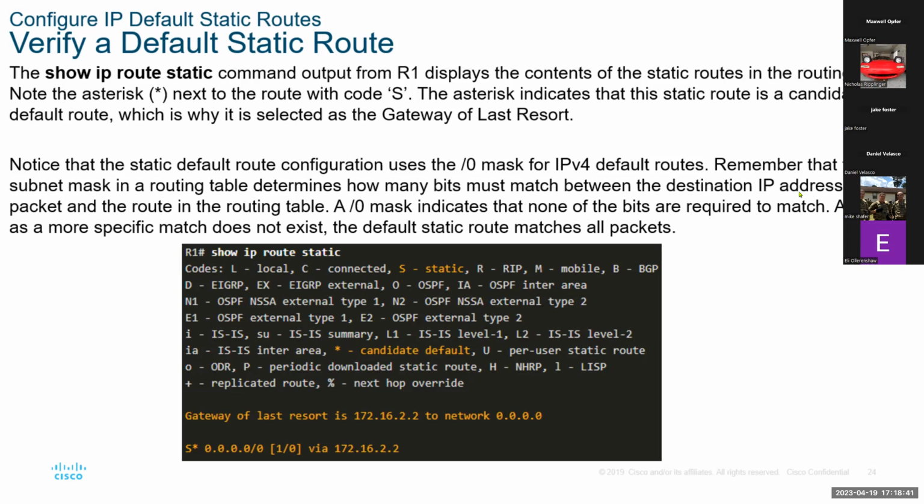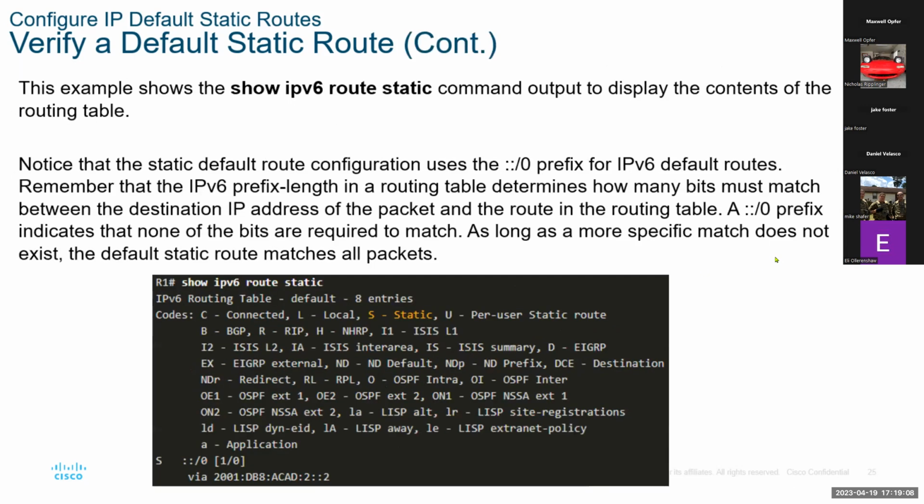Remember that the IPv4 subnet mask in a routing table determines how many bits must match between the destination IP address of the packet and the route in the routing table. A /0 mask indicates that none of the bits are required to match, as long as a more specific match does not exist. The default static route matches all packets. And then on the bottom there, you just see the graphics of everything that they just explained.